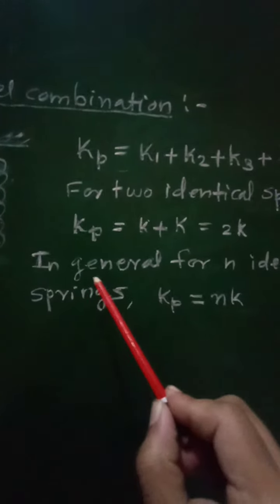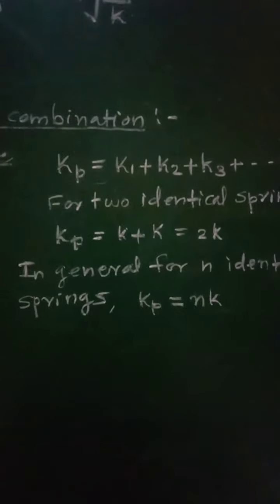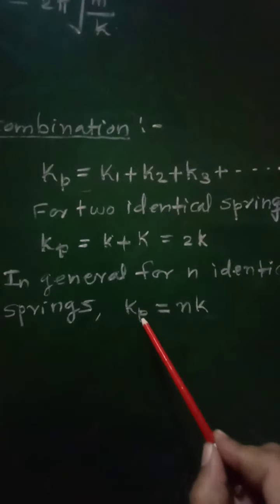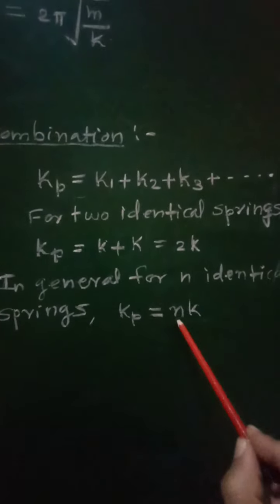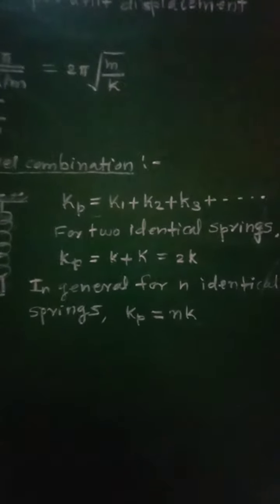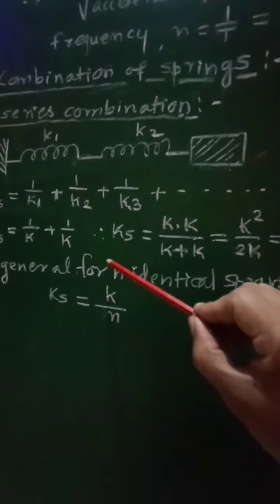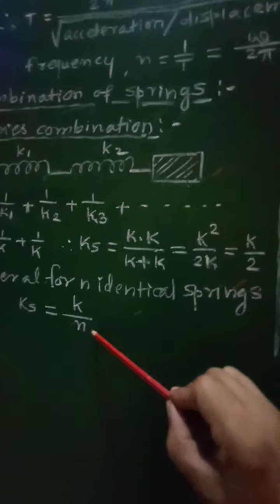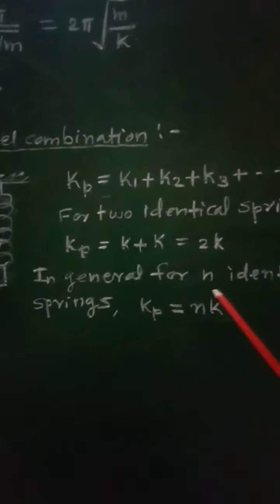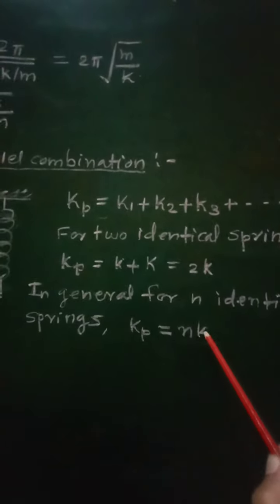If we consider n identical massless springs, then in general the effective force constant Kp equals nK. So in this way, if n identical springs are connected in series, their effective force constant Ks equals K by n, and if they are connected in parallel, their effective force constant Kp equals nK.